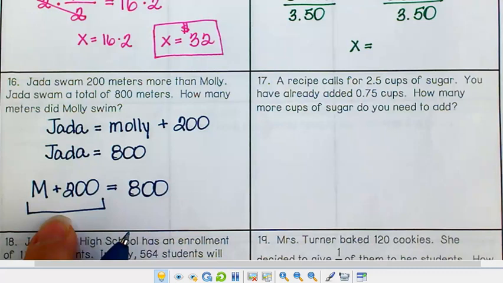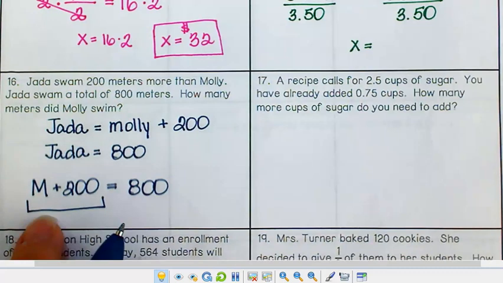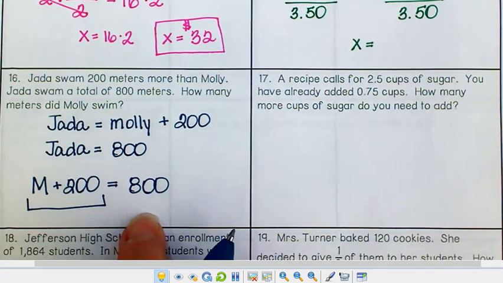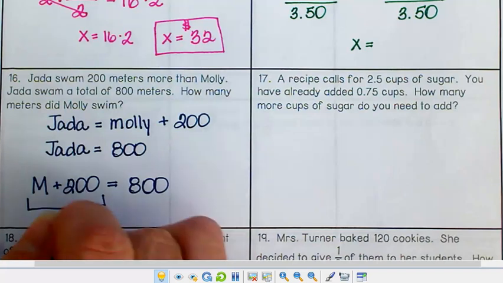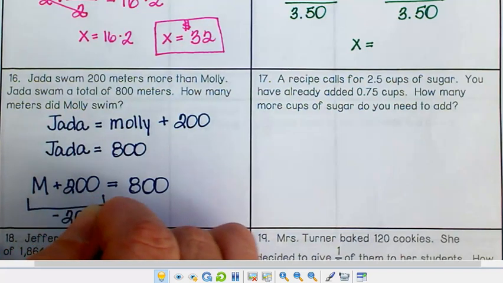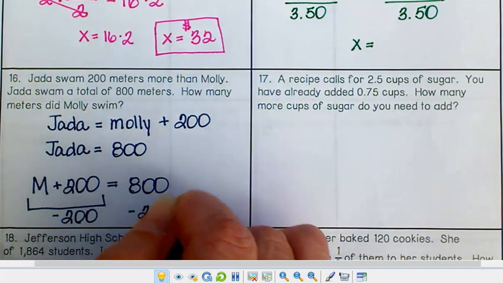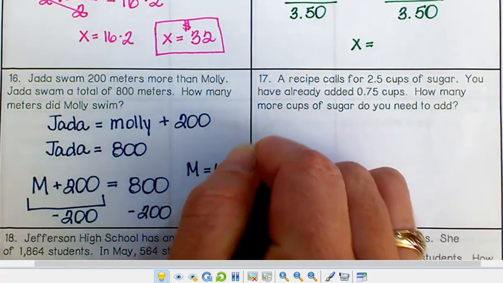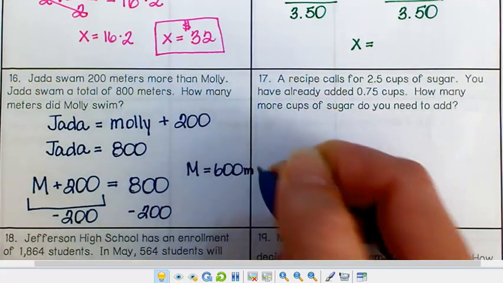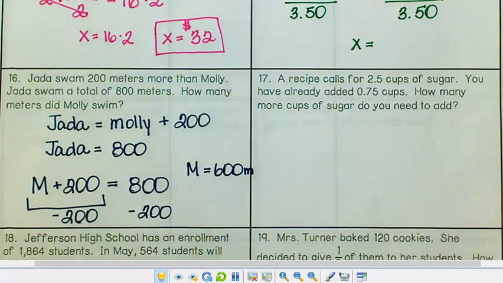Okay, so this is what Jada swam. This is what Jada swam. They are equal. Set them equal. How do I get Molly's distance? Well, Molly plus 200 equals 800. So I do the opposite operation. Molly swam 600 meters. Okay.